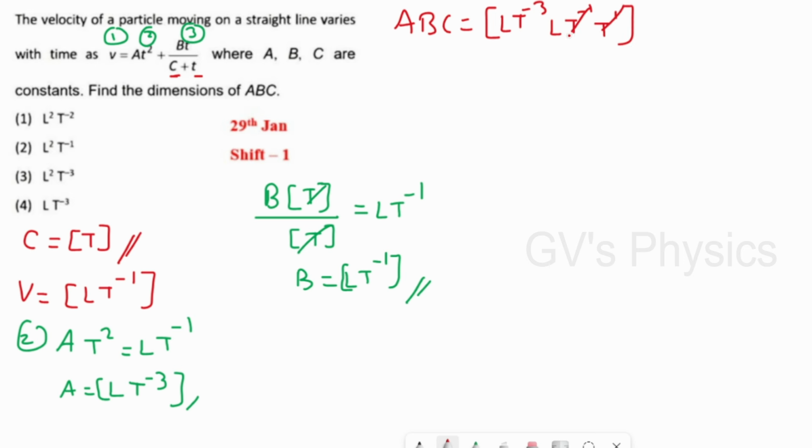Okay, so T will get cancelled, balance L square T power minus 3. So we check the option: L square T power minus 3. Option 3 is the right answer.